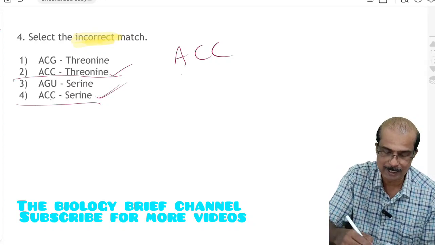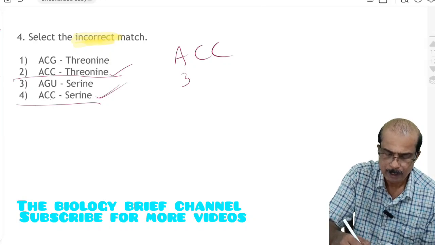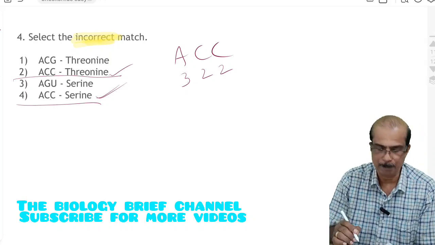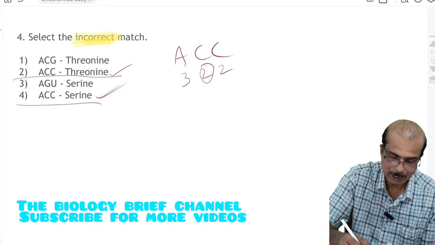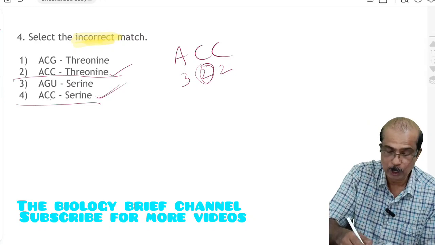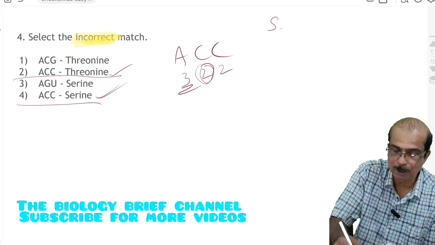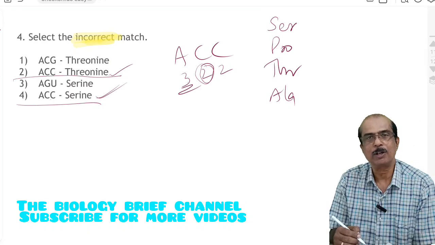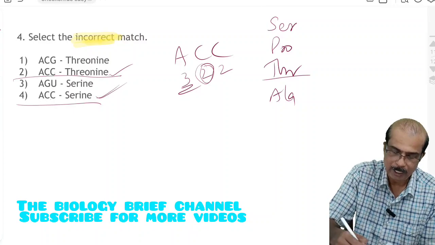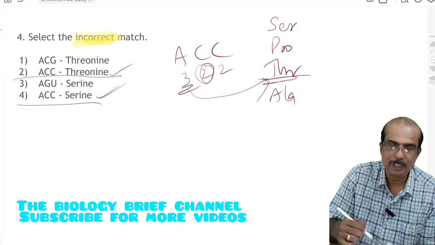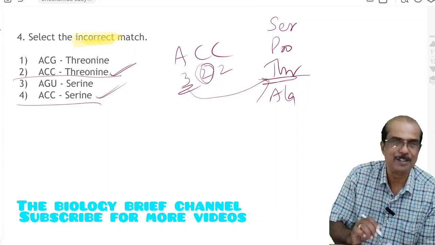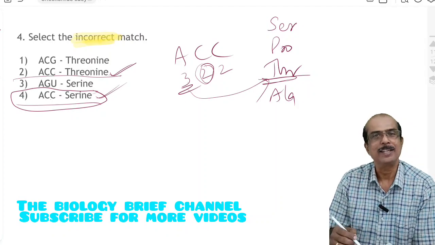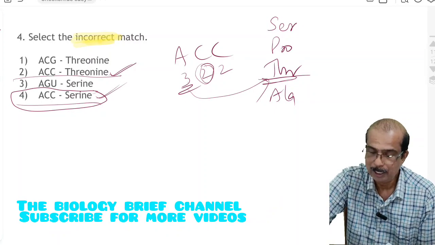You decode this one. ACC, UCAG 3, 2, 2. UCAG 3, 2, 2 is our three-digit number. Then second column and third row. Second column, third row. Second column, threonine. Threonine, third row. ACG, threonine is correct. So our answer will be the fourth option. ACC does not code for serine, so that is our answer. Very comfortably you can reach the answer.